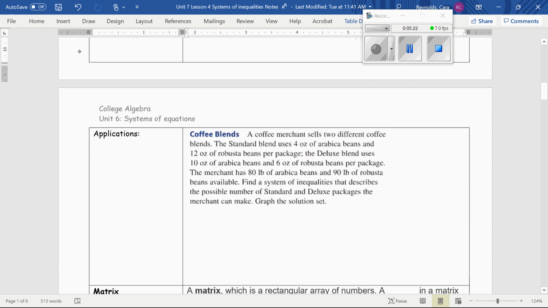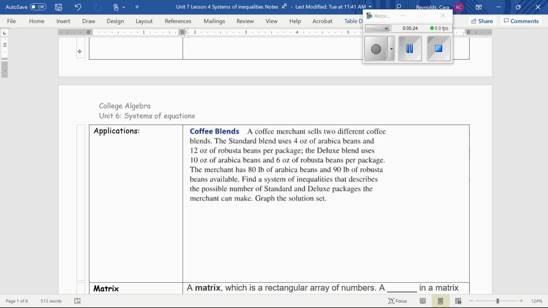With word problems, just make sure you read the whole thing. We're finding a system of inequalities, but treat it again like you would with your regular system of equations. So you have a coffee merchant selling 2 different types of blends, and in each blend, you have 2 different types of beans.